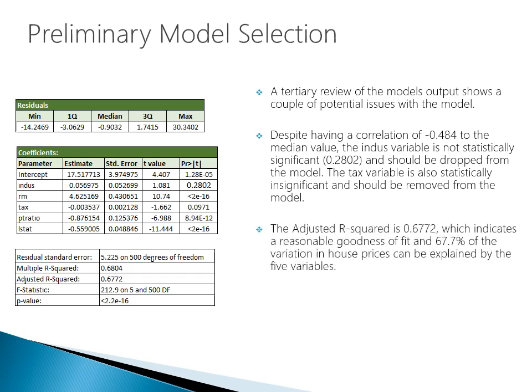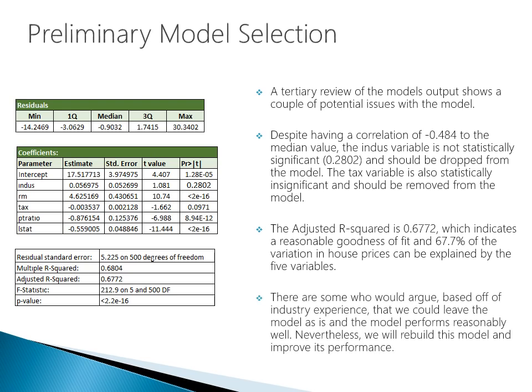The adjusted R-squared is 0.6772, which indicates a reasonable goodness of fit, and 67.7% of the variation in house prices can be explained by these 5 variables. So 67.7% is actually a very good R-squared value. There are some individuals who would argue, based off of industry experience and their knowledge in working in business, that we can leave this model as is, and that the model performs reasonably well. Nevertheless, we will rebuild this model and try to improve its performance.